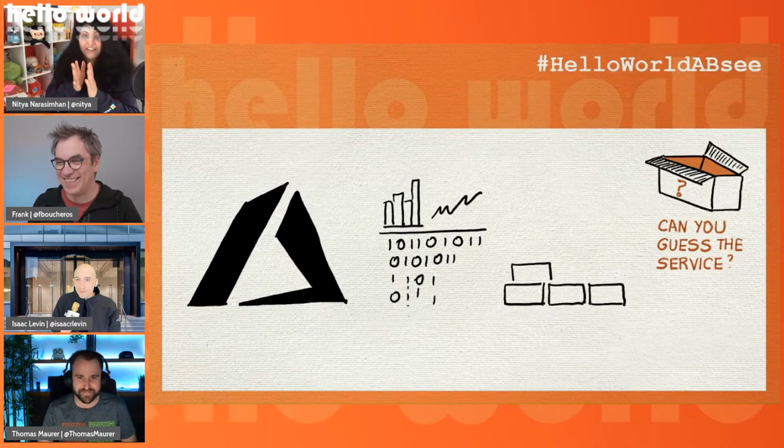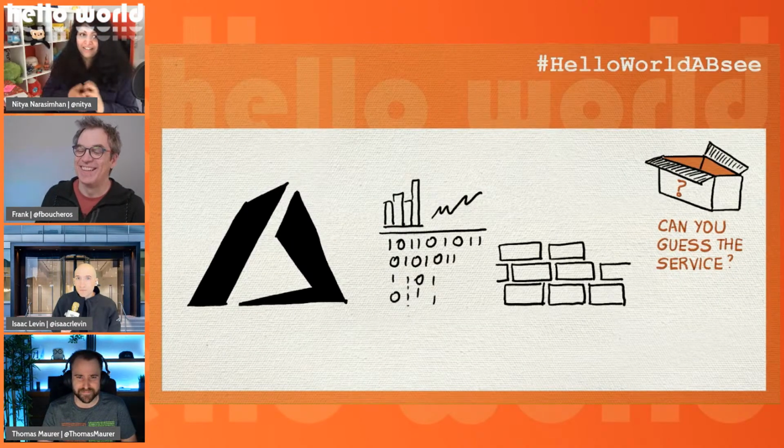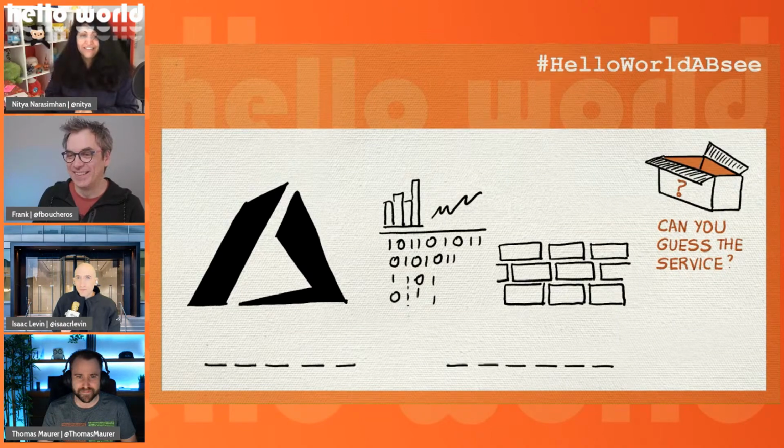So the little icon there, you're seeing a lot of 1s and 0s and little charts. So hopefully that gives you a hint. Okay. The last one looks like a wall. Okay. So any guess? Isaac, Thomas? I'm going to go with Azure binary search.